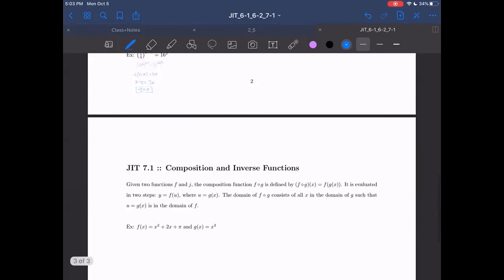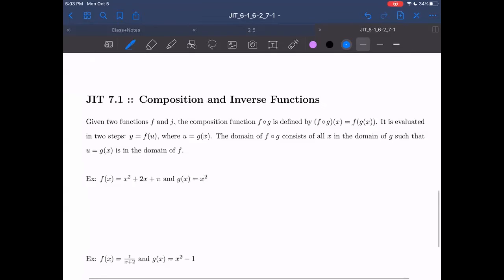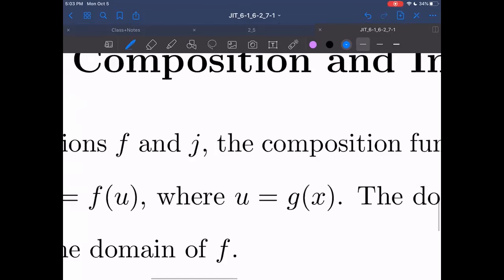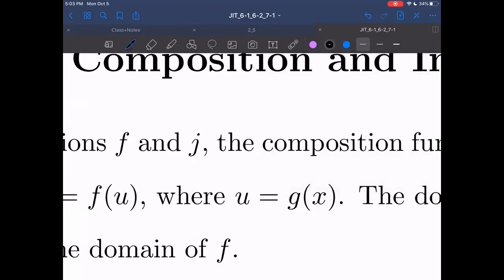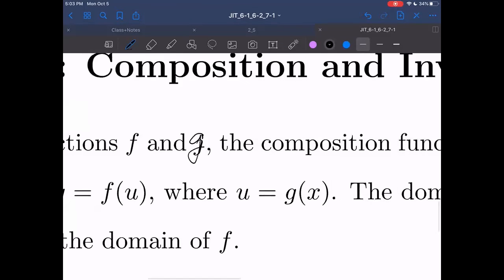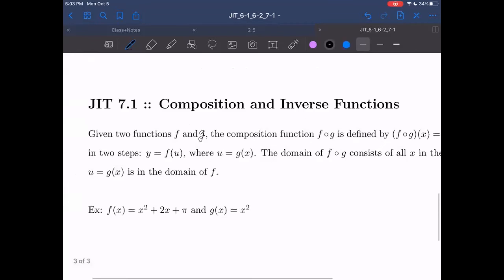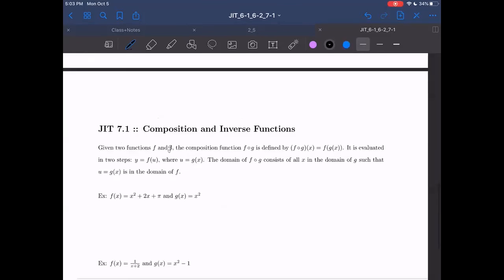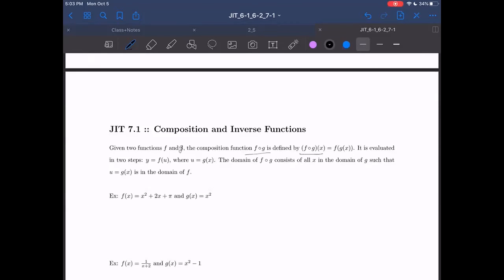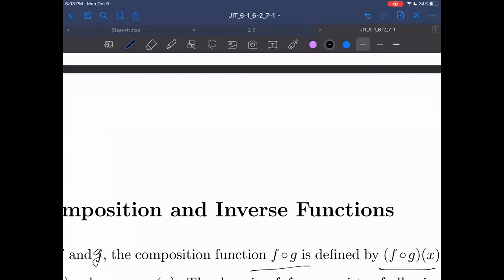Okay, and so then we'll switch gears a little bit and talk about composition of functions and inverse functions. So if I've got two functions, f and g, our composition is defined as f circle g, or f composed with g of x. So it's not multiplication.